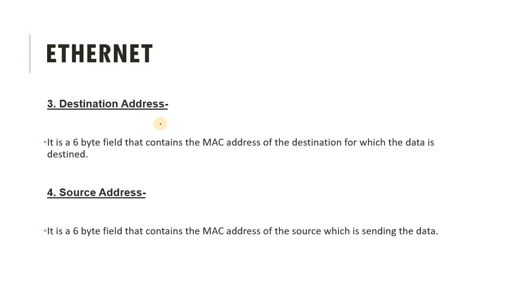Now third is the destination address. The destination address is the address of the destination to which we want to send the data, but we are using hop-to-hop delivery. Suppose this is A and this is B, and A wants to send data to B, and there are 2 routers in between. The next term is the source address. The source address is the address of A, because A wants to send the data, and it is the MAC address of A.